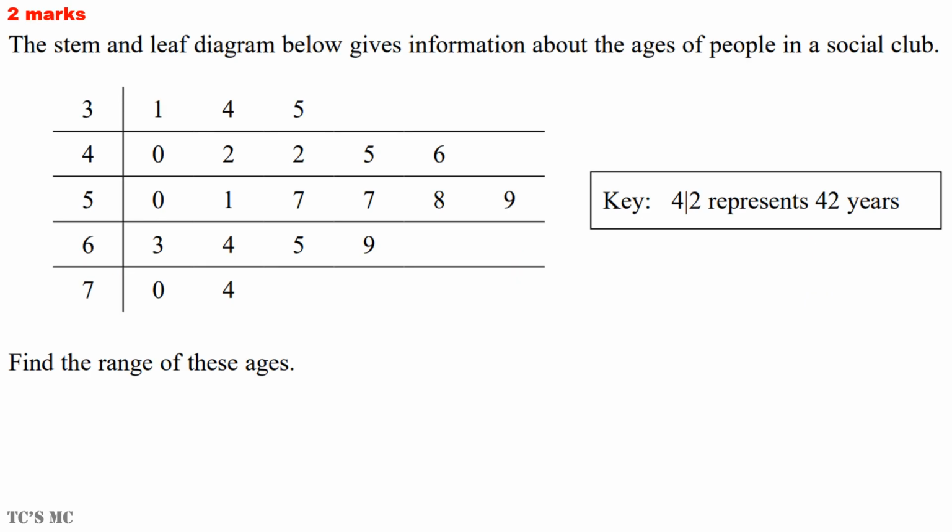The stem and leaf diagram below gives information about the ages of people in a social club. Find the range of these ages. Range, remember, is the biggest value, subtract the smallest value. So the biggest value is this one over here, and the smallest value is this one over here. For the first mark, we must write 74 subtract 31. That gets us our first mark. Then, for saying 43 or 43 years, we would get the second mark.